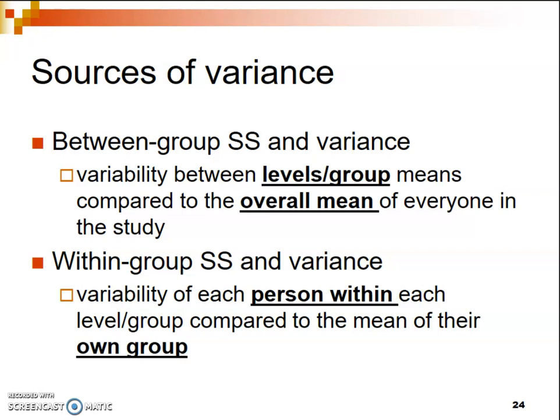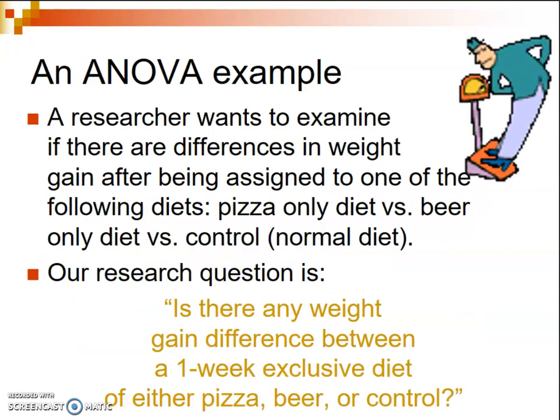So in order to do that, let's go through an actual example of how to do a hypothesis test using an ANOVA. In this example, we have a researcher who wants to know if there are differences in weight gain after being assigned to one of the following diets: a pizza-only diet versus a beer-only diet versus a control diet, so just the normal diet.